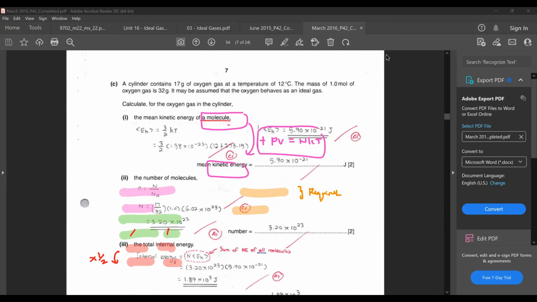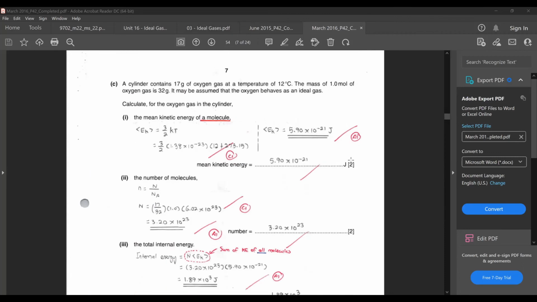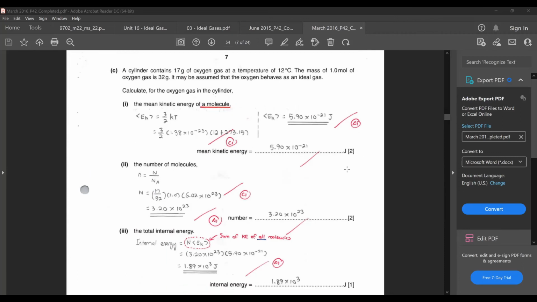Okay, now then after that you move on to the next page. This one is more like what I've just done for you in the last page of the notes just now. Okay, let's read the question. You have a cylinder that contains 17 grams of oxygen at the temperature of 12 degrees Celsius. The mass of 1 mole of oxygen gas is 32 grams. It may be assumed that oxygen gas behaves as an ideal gas. Keyword found. It is behaving like an ideal gas. For this oxygen gas in the cylinder, what is the mean kinetic energy of a molecule?